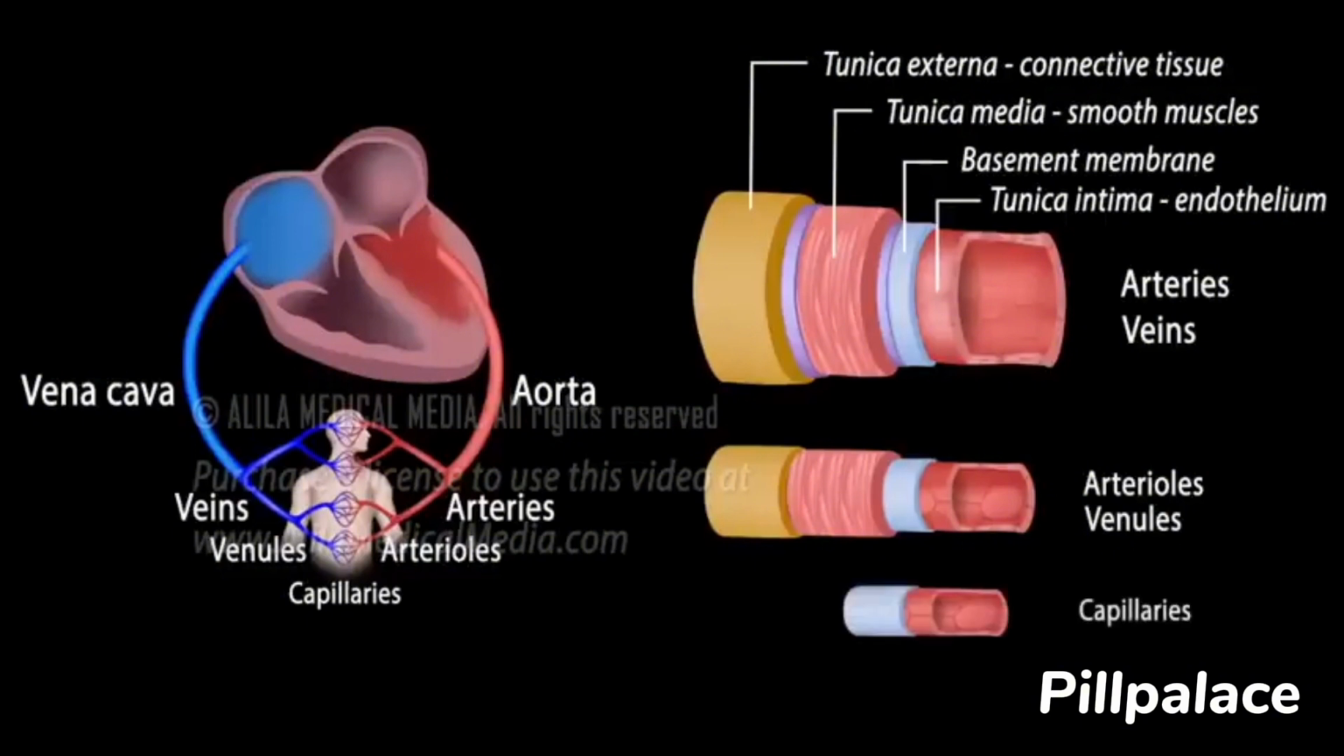The walls of capillaries, whose function is to exchange substances between the blood and surrounding tissue, consist solely of a thin endothelium with its basement membrane, thus permitting easy diffusion of blood solutes.